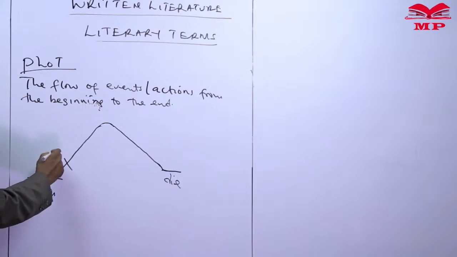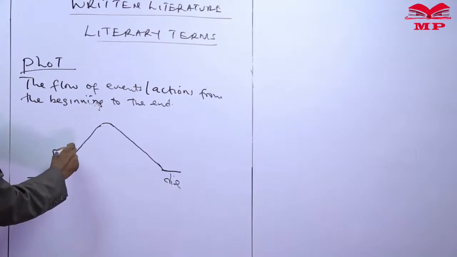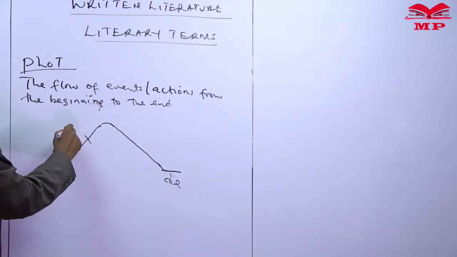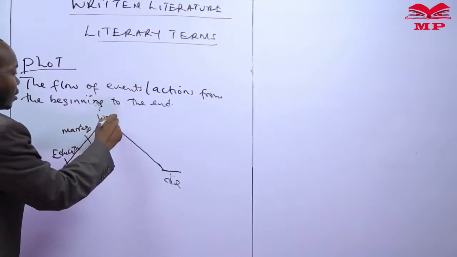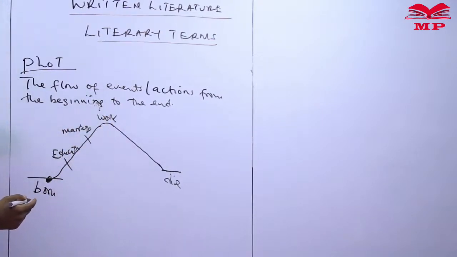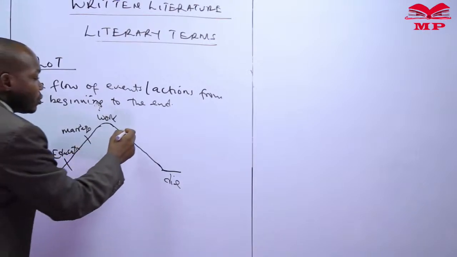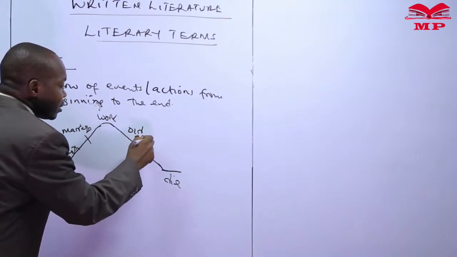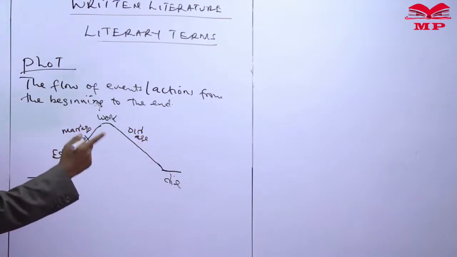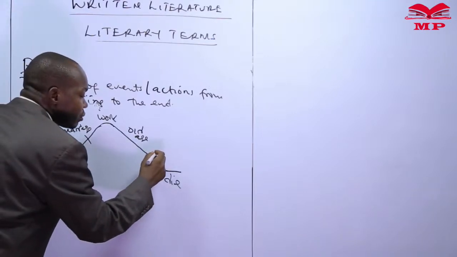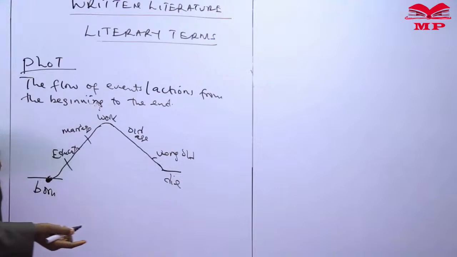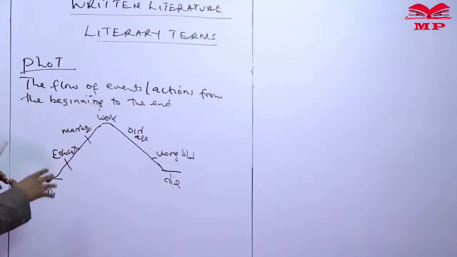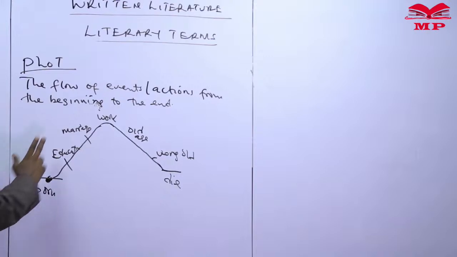Here is education. Here is marriage, for example. Here is work. Okay? And then old age begins to set in. Old age begins to set in slowly. And then finally here you are very old. Then you die. So this can be seen as the plot of life. The flow of life.